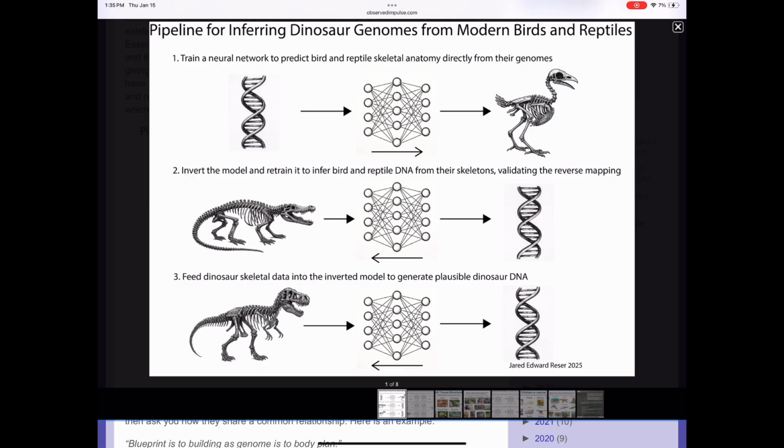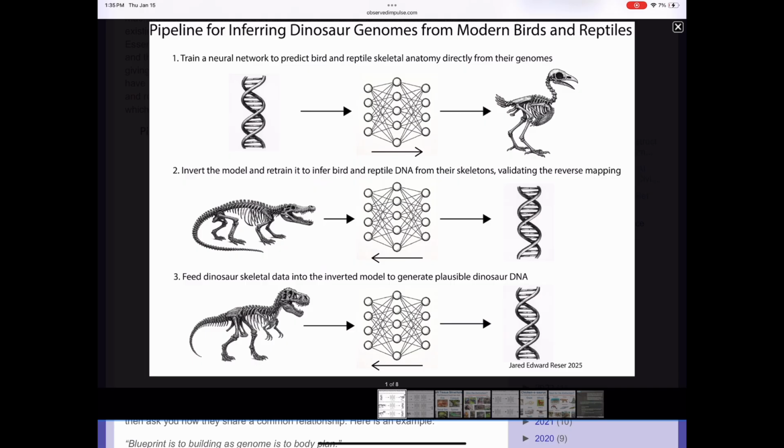So here you see a crocodile skeleton being shown to the machine. And now it's learning the mapping from skeletons to DNA. So it's not just one raven and one crocodile here. You're showing it many, many, many different species. And it gets better and better at making these predictions.